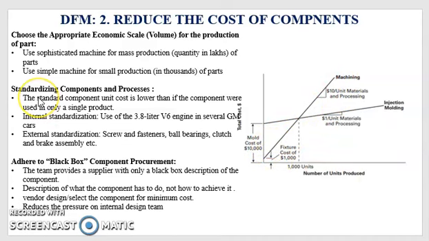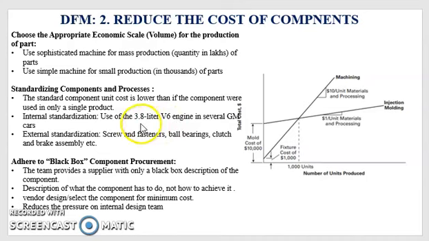The next rule is to use standardized components and processes. Standard components are the ones which are common to more than one product. The standard component can be developed within our own firm or can be purchased from an outside supplier. Use of a 3.8 liter V6 engine by several GM cars is an example of internal standardization performed by General Motors.